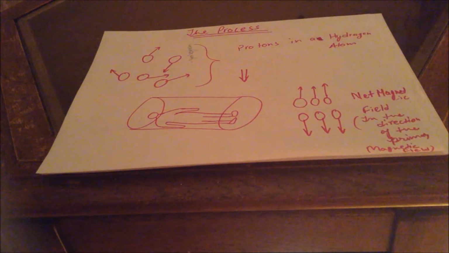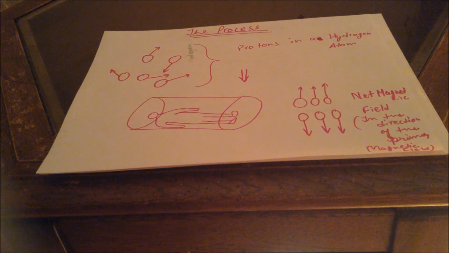But how does the process work? In a normal state, hydrogen atoms have a north pole and a south pole. Basically, the protons of hydrogen atoms have a north pole and a south pole, but they're randomly oriented. They're always changing direction, so there is no specific direction.